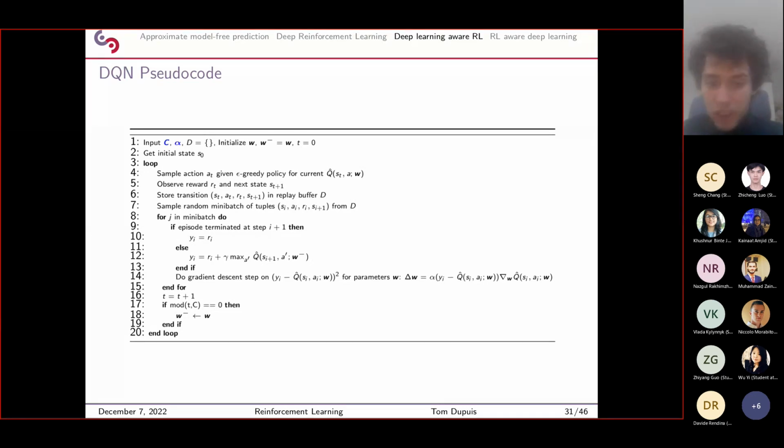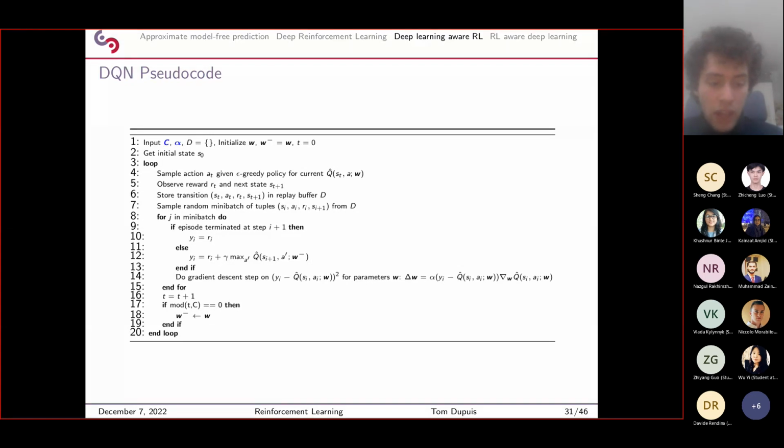And then you have your targets, and you can do the gradient descent step by computing the mean square error loss, like a linear regression. You have your target Y, and you have your predicted action value that is computed with a forward pass of your neural network.